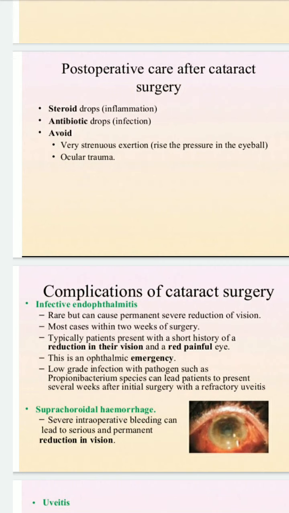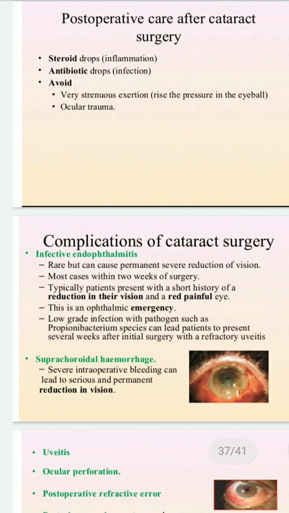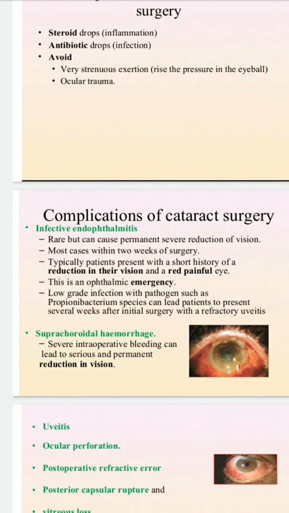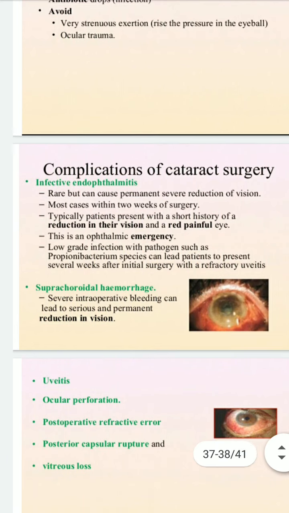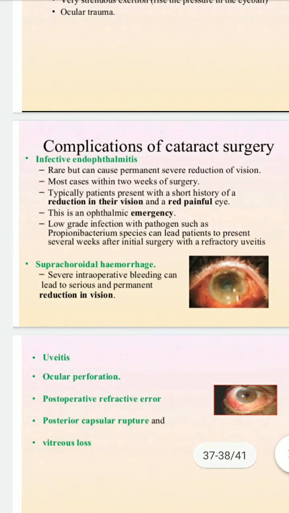And the suprachoroidal hemorrhage, that is an accumulation of blood within the potential space between the choroid and the sclera. And the vitreous loss. Vitreous loss means a prolapse or anterior displacement of the vitreous gel into the anterior chamber beyond the plane of the posterior capsule. That is vitreous loss.